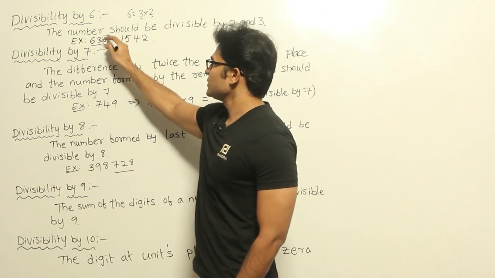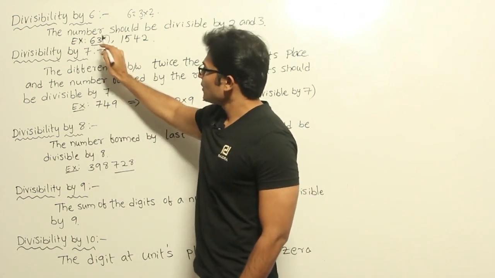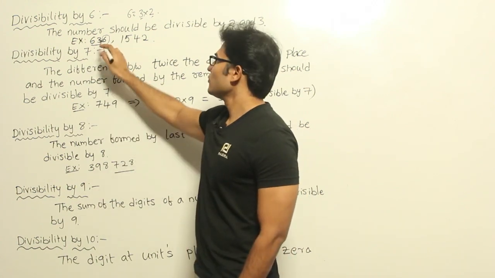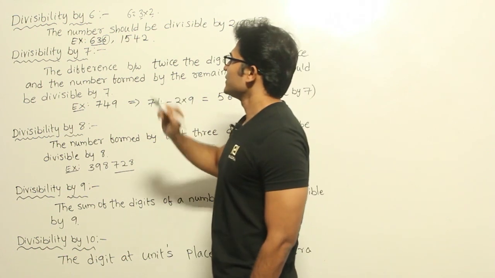Now the units place is an even number and so it is divisible by 2, and if you take the sum of all these numbers, it is 15. 15 is divisible by 3, therefore 636 is divisible by 6. And next one is divisibility by 7.